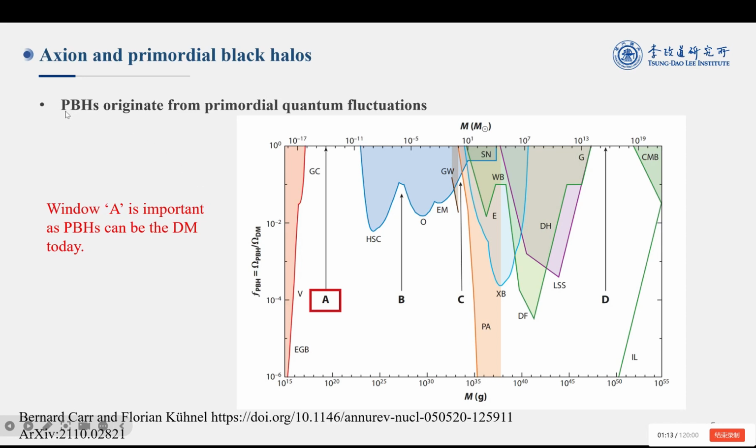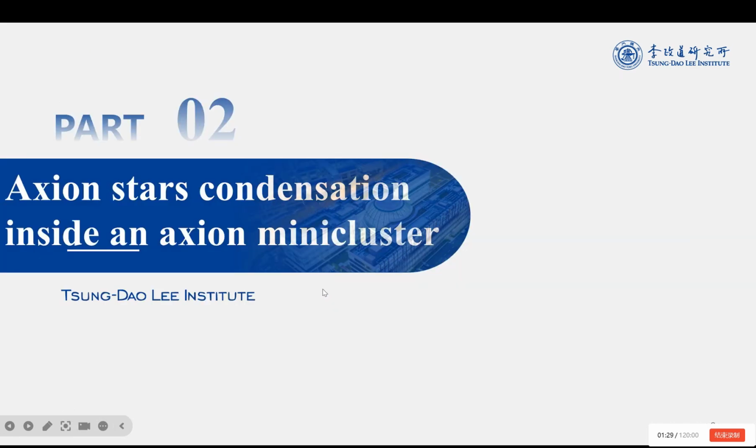And the second candidate for dark matter is primordial black holes, which originate from the primordial quantum fluctuations. You can see window A is important as the PBH can be the dark matter today, but it's not necessarily needed.